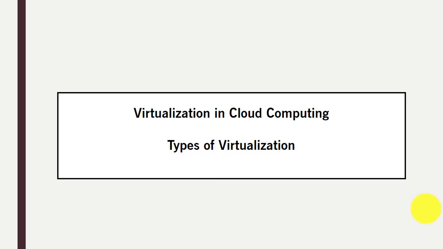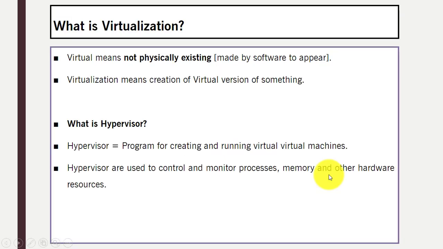Hello, in this video you will learn the role of virtualization in cloud computing and its types. So what is virtualization? Virtual means not physically existing, and we are using some software for its appearance. It means we are creating a virtual environment for the user. That is nothing but just the virtual version of something.